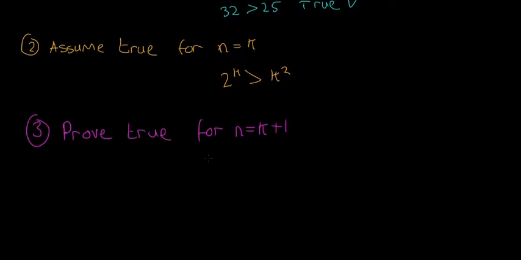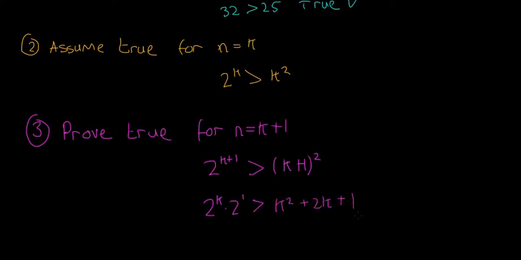So now it's going to be 2 to the power of k plus 1 is greater than k plus 1 squared. So let me rearrange this a little bit. If you remember the rules of indices, we're going to have 2 to the power of k times 2 to the power of 1, so that's 2 to the power of k plus 1. So that's basically 2 multiplied by 2 to the power of k. If you're confused about that, go back to our videos on indices, which explain it in more detail. So that's going to be greater than k squared plus 2k plus 1.